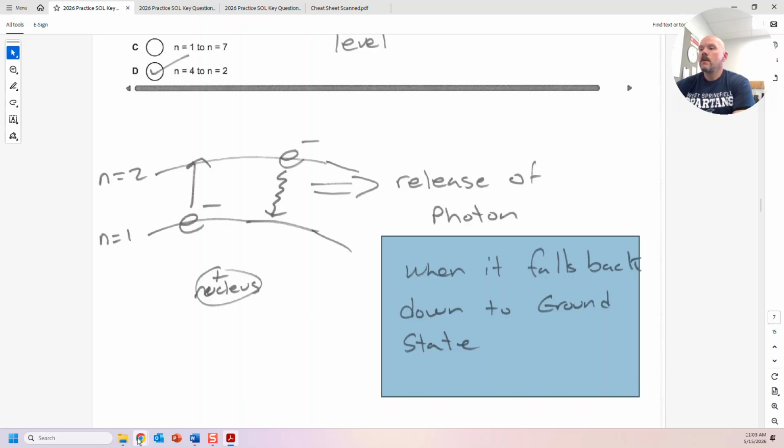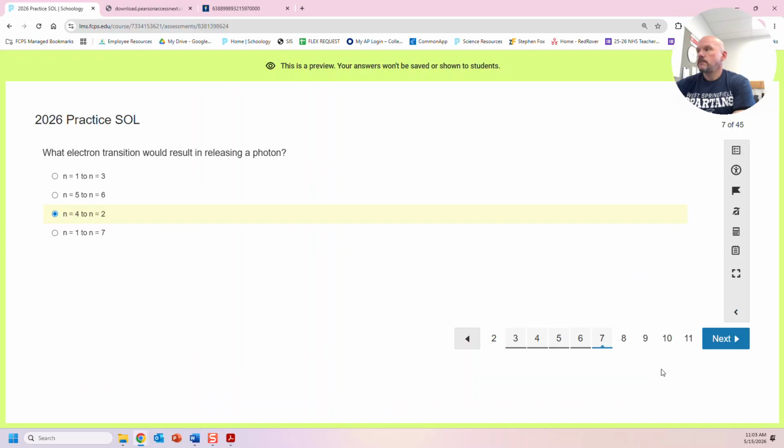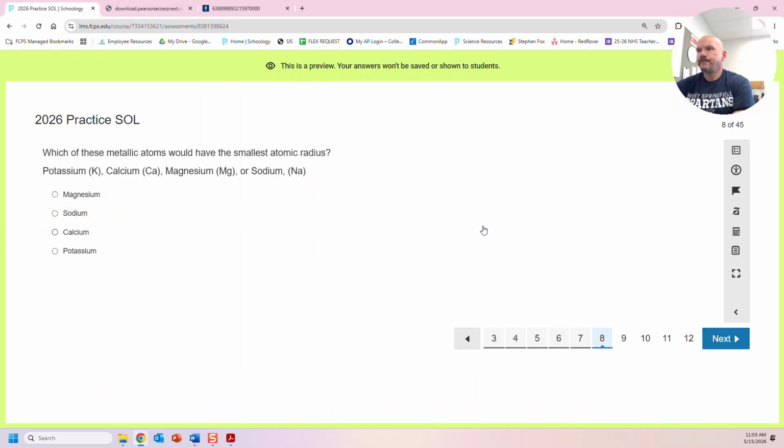Okay, all right, go to the next one. Which of these metallic atoms would have the smallest radius?